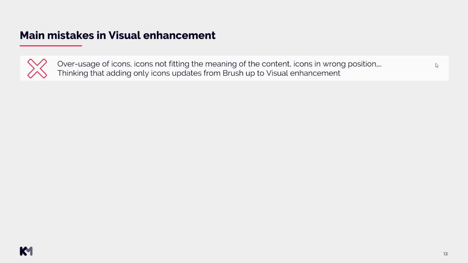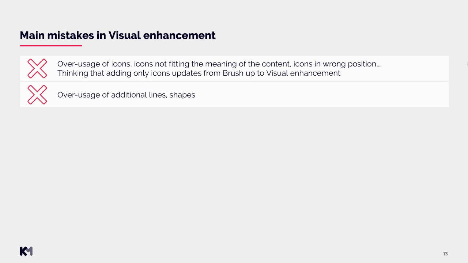First mistake would be overusage of icons, icons not fitting the meaning of the content, or icons in the wrong position. Icons always have to lead the text, therefore we place icons to the left side of the text or on the top. We never place icons behind the text, to the right side, or at the bottom. Also a mistake is to think that adding only icons updates from brush up to visual enhancement.